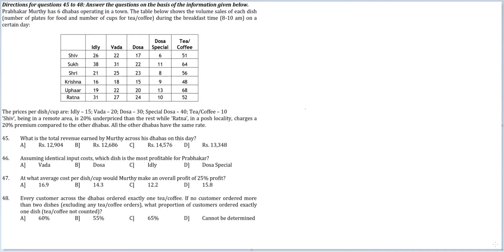Let's look at this question. Prabhakar Murthy has 6 dhabas operating in a town. The table below shows the volume sales of each dish, number of plates for food, and number of cups for tea or coffee during the breakfast time, 8 to 10 a.m.